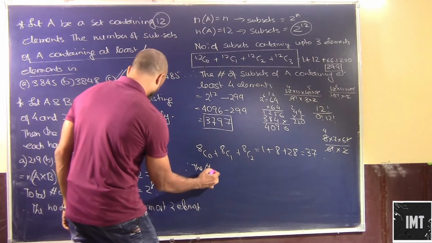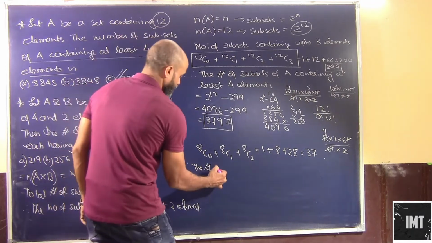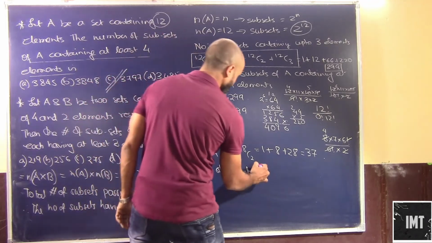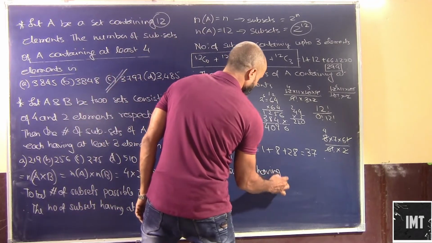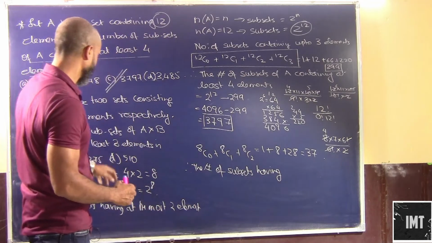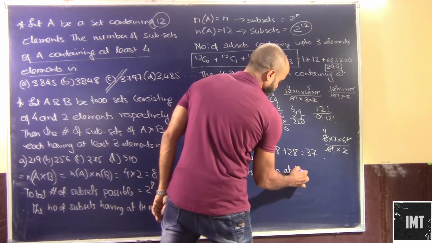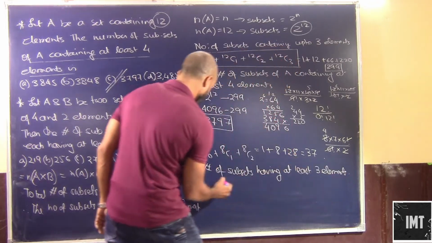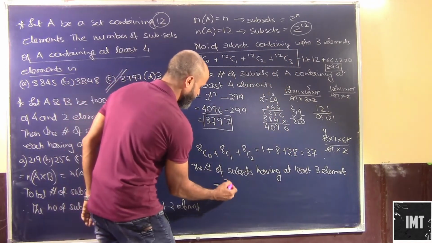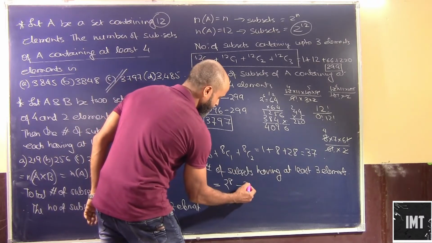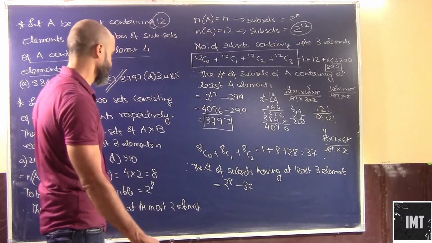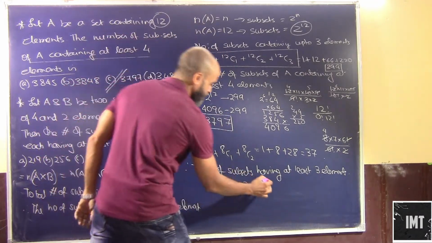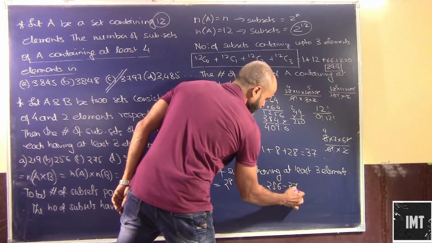So the number of subsets having at least 3 elements will be equal to 2 to the power of 8 minus this 37. So 2 to the power of 8 will be 16 into 16, that is 256. 256 minus 37.